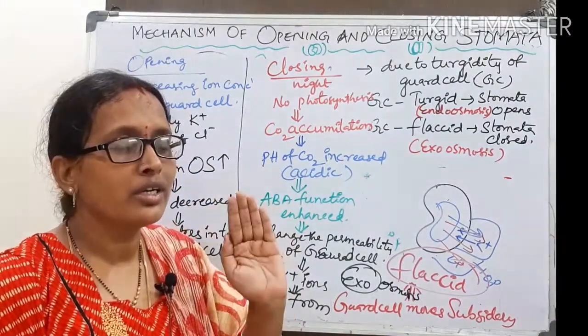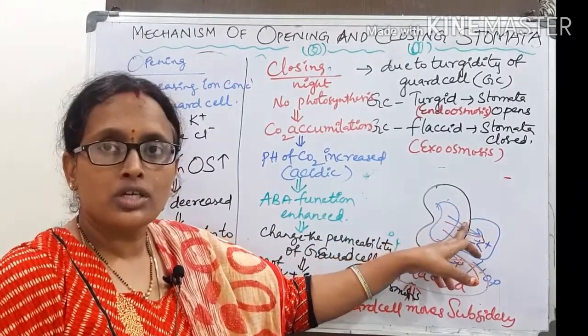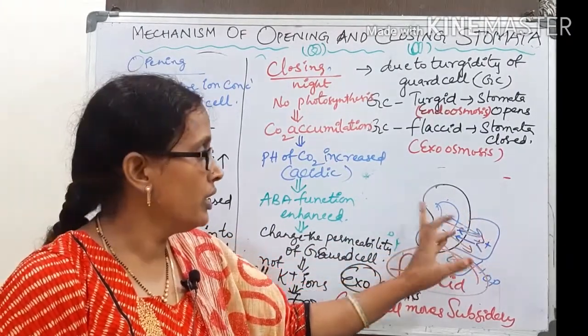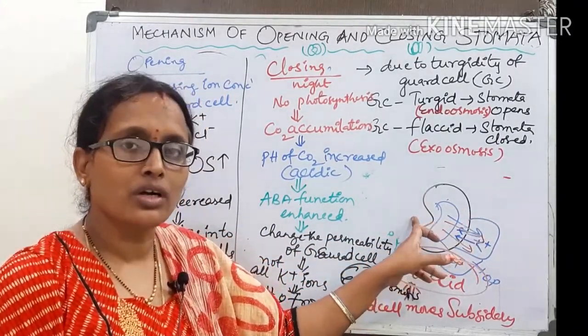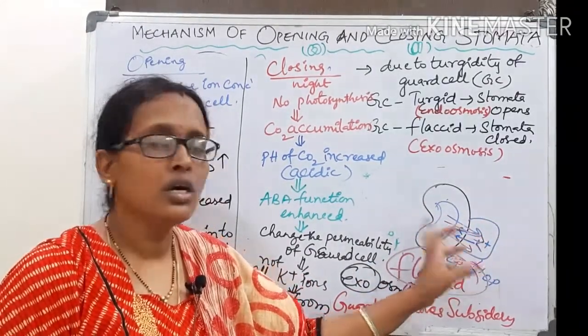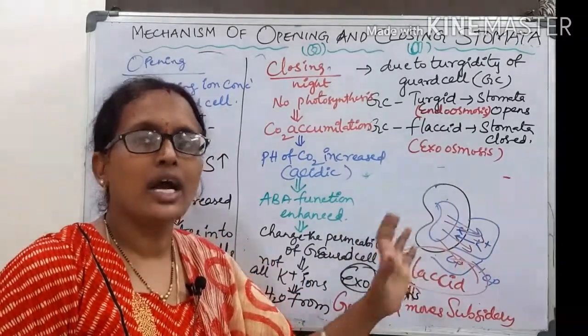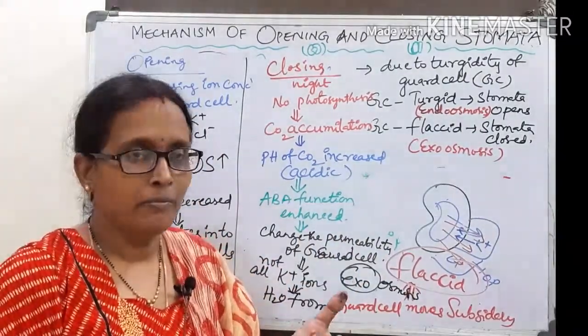That water creates pressure on the cell wall of the guard cell. The wall towards the pore is thicker, so it bulges towards the opposite direction, towards the other side. So it bulges out and stomata is opened.